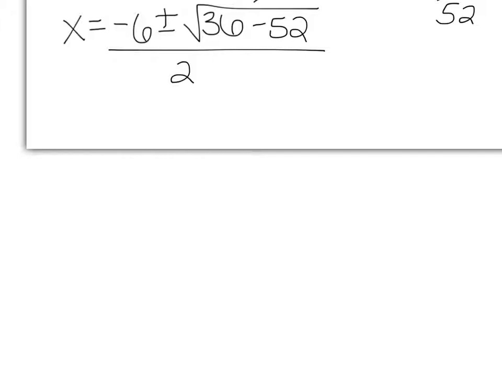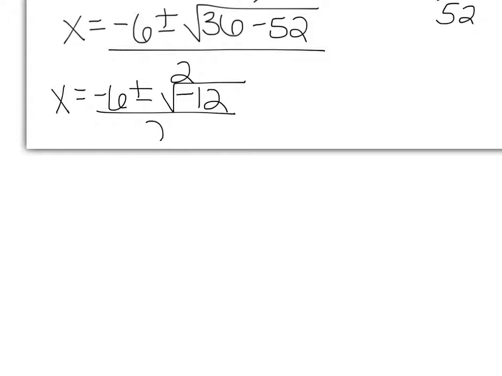All right, so I've got x equals negative 6 plus or minus the square root. 36 minus 52 is negative 12, all over 2. That's not right, negative 16. Yeah, just kidding. Negative 16. There we go.